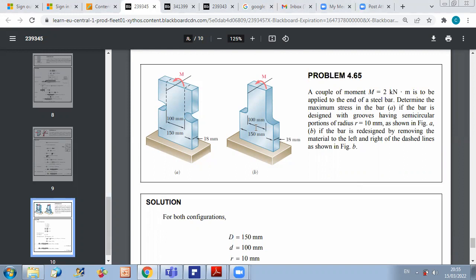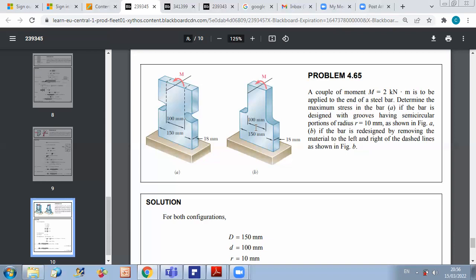If the bar is designed with grooves having semicircular portions of radius r equals 10 millimeter, as shown in figure A, and if the bar is redesigned by removing the material to the left and right of the dashed lines, as shown in figure B. These are the two geometries we have seen in the charts. The charts we were able to draw from experiments, if you remember. And we said, depending on the ratios r over d and big D over d, we determine the concentration factor.